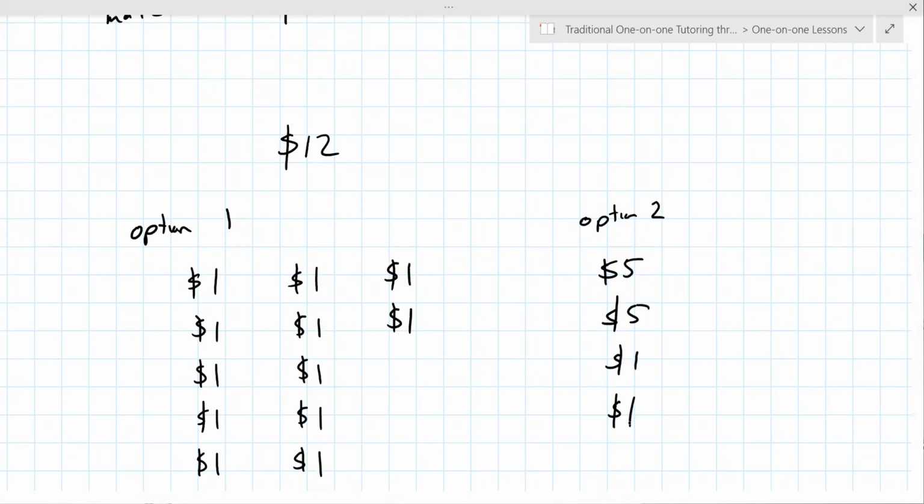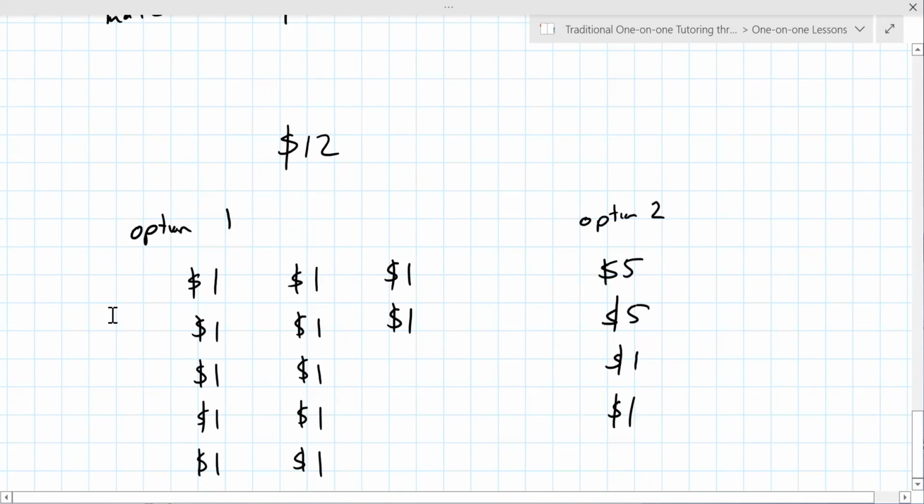No, okay, so I know what that is. It's 12. So which is fewer? Which is a fewer number of bills? The one on the left or the one on the right? Which is fewer number of bills?